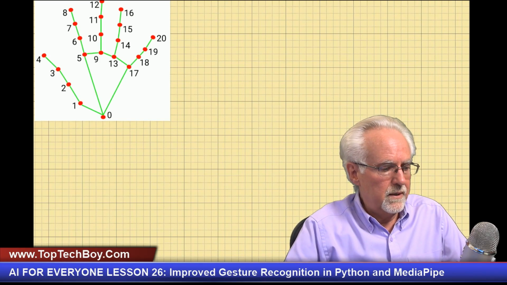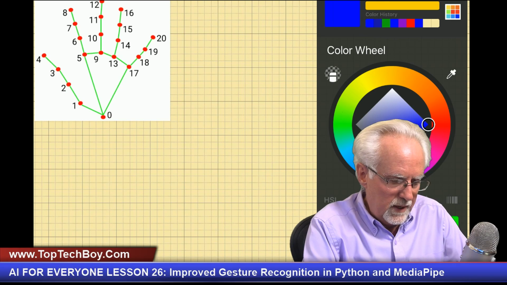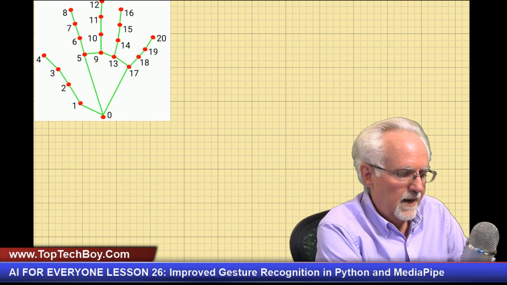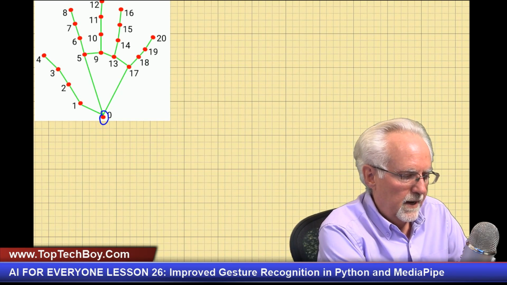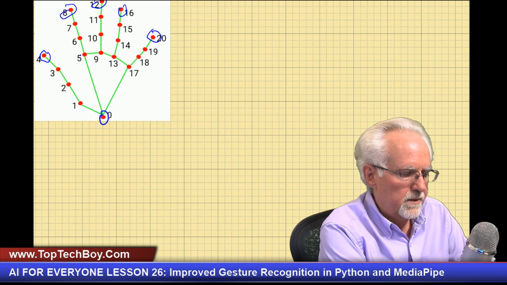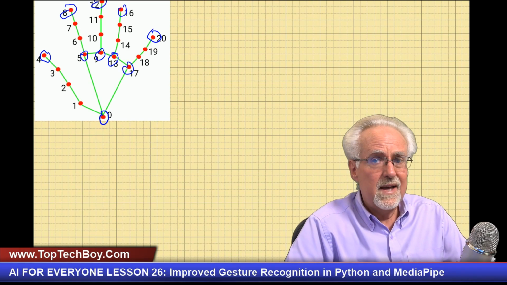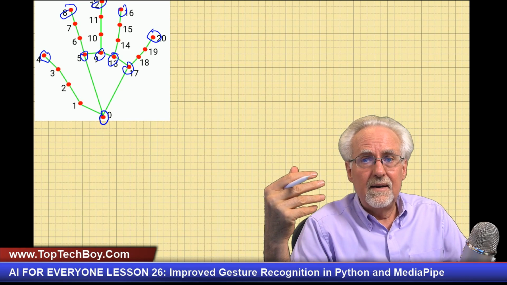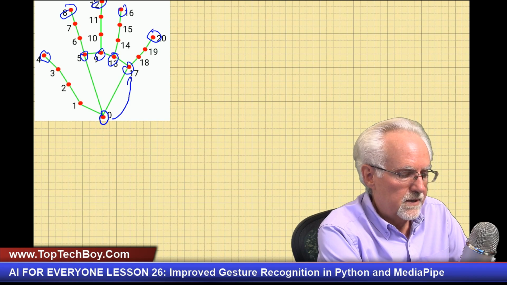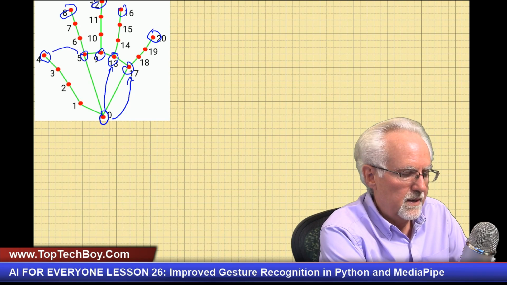Okay, now remember what we did was we identified certain things that we called key points. The key points were the wrist and the tips of the fingers. We also called key points the base of the fingers where they came out of the palm. Then we created a distance matrix that measured the distance between each of these key points, and not just between the wrist and each one, but between each one and each other one.